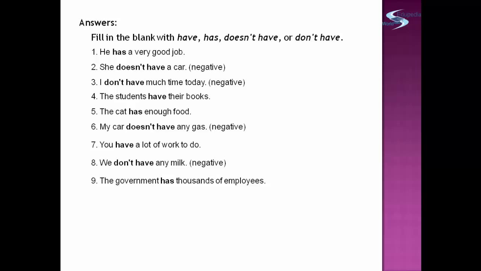9, the government has thousands of employees. The correct answer is has. 10th, Maria has a new computer. The correct answer is has. In the second set, put these words into the correct order to make sentences with the verb to have. This is the first sentence. Clean the bathroom well after you have a shower.